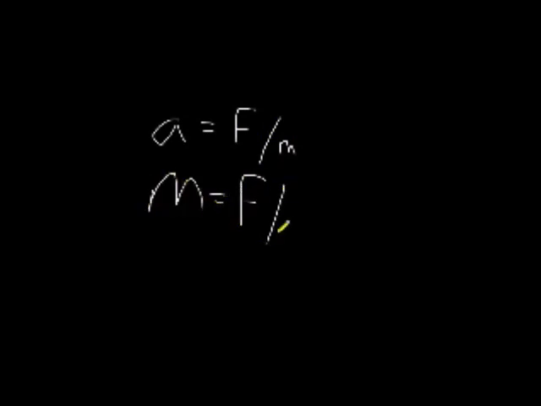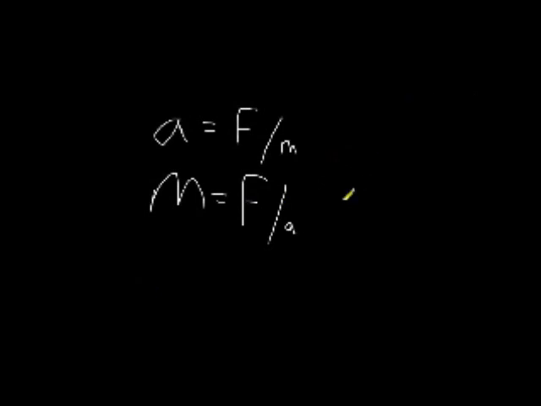So anyways, I will write down our equations. A equals F divided by M, while mass equals F divided by A. I will explain this in the next part of this video series. Bye-bye.